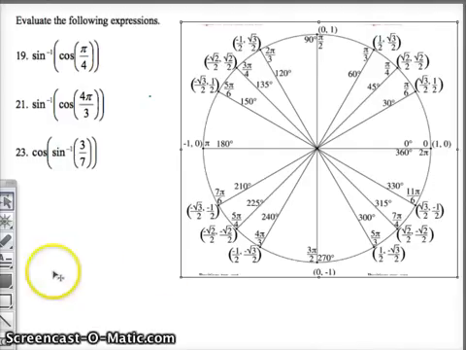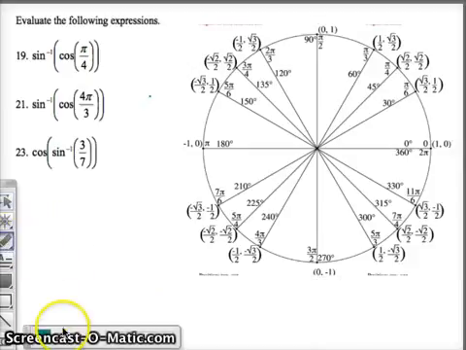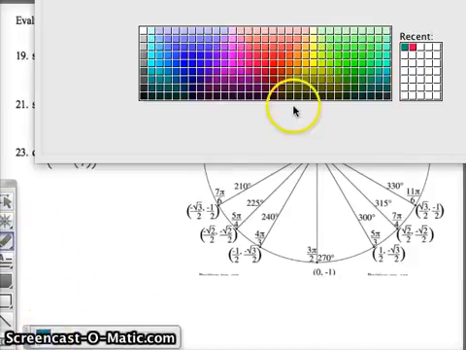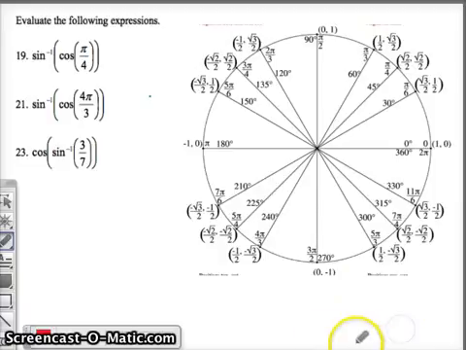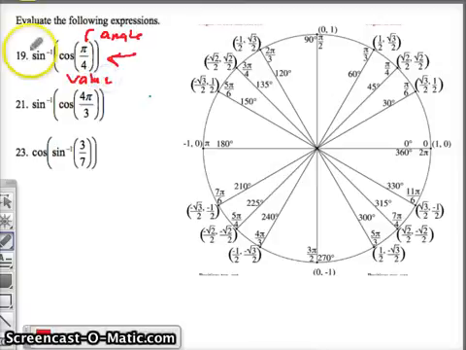Okay, this is the part that people probably have a lot of questions about. So let me do my best to explain this. Evaluate the following expressions. Now remember, this is an angle. So when I compute that, I'm going to get a value. An inverse sine of a value is an angle. My answer is an angle.